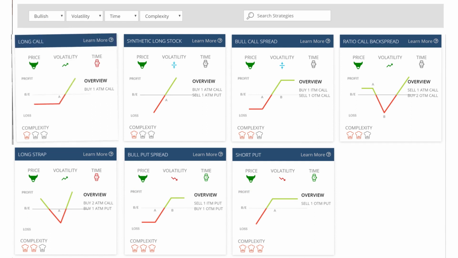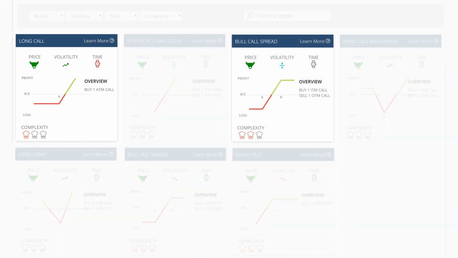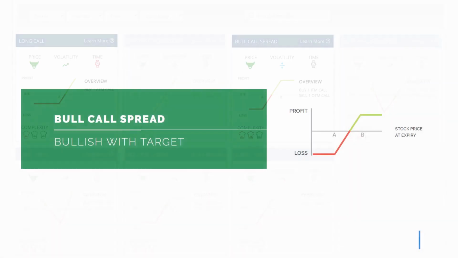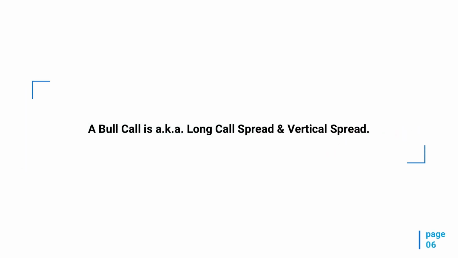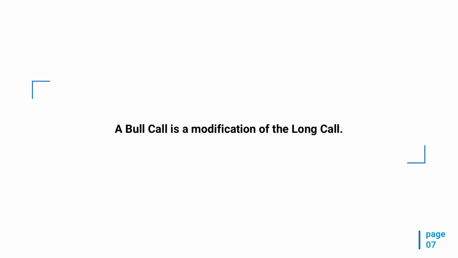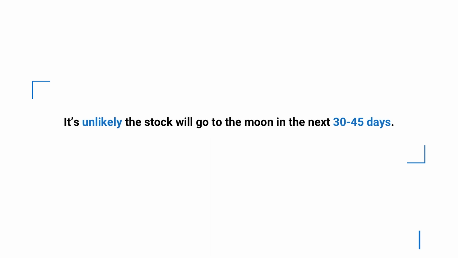So far, we've had a look at the long call, and that's really been the predominant strategy that we used for bullish trades. Now we're going to look at the bull call spread. A bull call spread is when you're bullish and you have a target in mind. It's also known as a long call spread and a vertical spread, and it's a modification of the long call. With a bull call, you add a profit target for your trade. The idea behind it is that it's unlikely that the stock is going to go to the moon in the next 30 to 45 days.